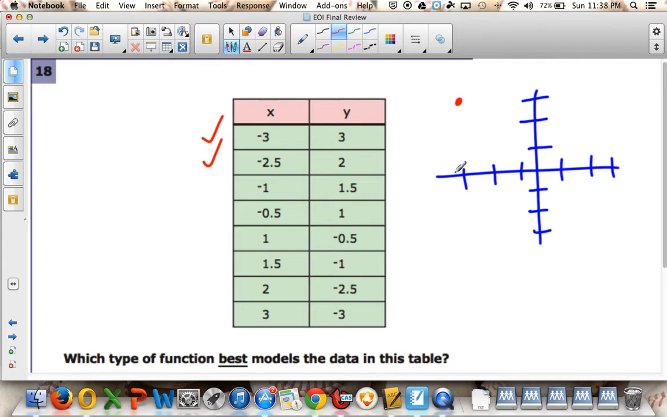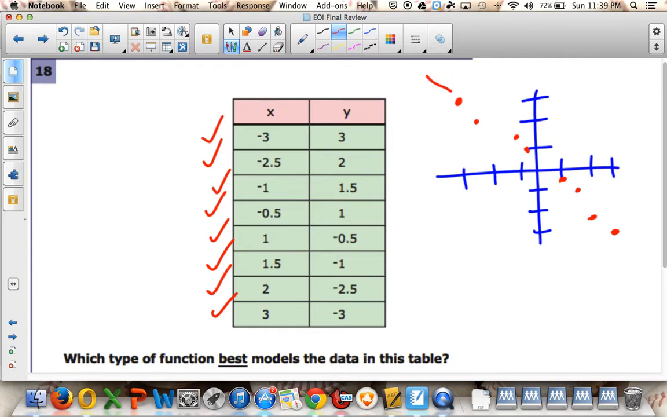Let's graph the second one: -2.5, 2. Then -1, 1.5. Then -0.5, 1. Then 1, -0.5. Then 1.5, 1. Then 2, 2.5, and 3, -3.